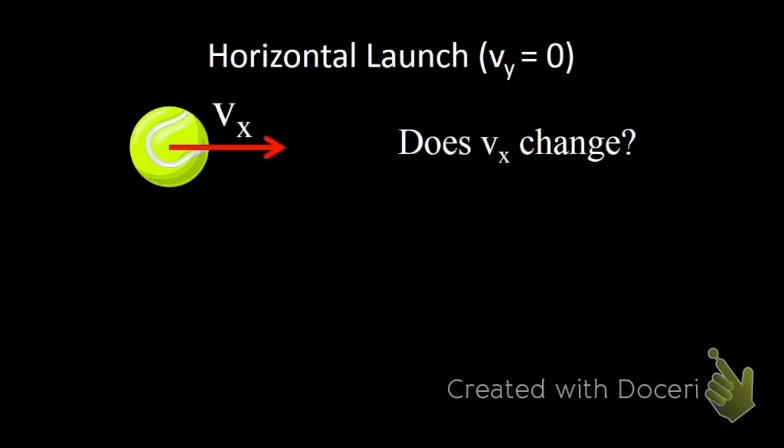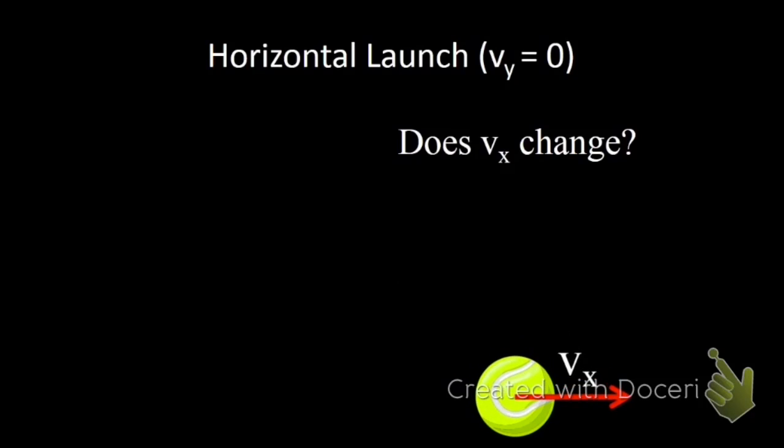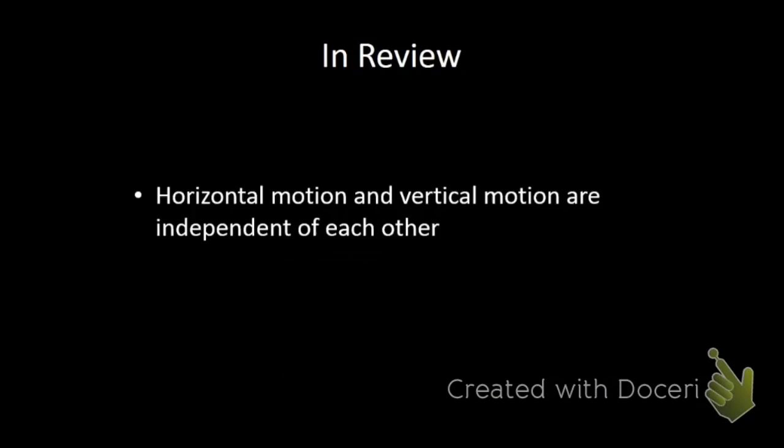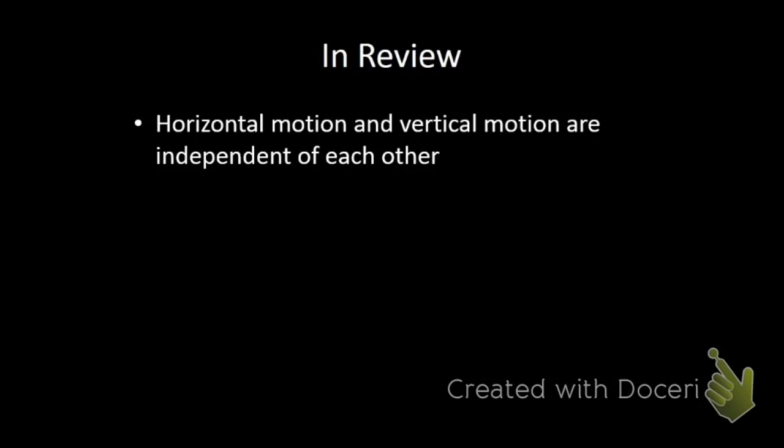The next question that we need to consider is, as it launches horizontally, does the velocity in the x direction change? And what we find is that it doesn't. The Vx is constant. There's no acceleration in the x direction. It accelerates vertically because it's falling. Gravity is accelerating it downward, but its velocity, once you let go of a projectile, is just going to be constant.